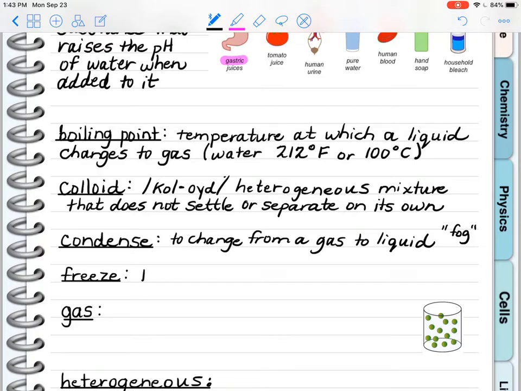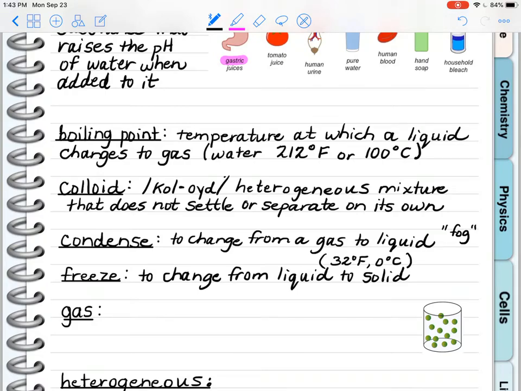And to freeze is to change from a liquid to a solid. You see this happen all the time. If you put ice cubes in the fridge or in the freezer, when that temperature for water hits 32 degrees, as it's falling, that liquid will start to change to solid. Or 0 degrees if you are used to the centigrade scale.